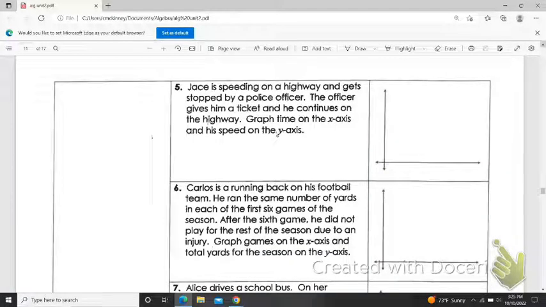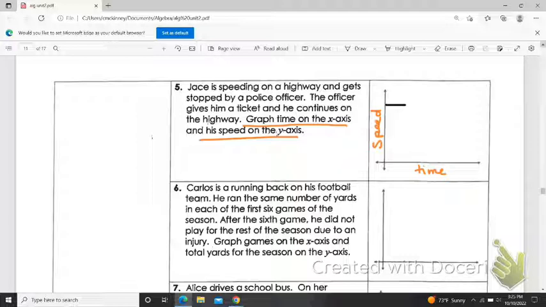Okay, at the top of the next page, I'm going to start with this, and then I'll go back and read the scenario. So time is across my x-axis again, and Jace's speed, how fast he's going. He's speeding on the highway. He's zooming right along, his speed's way up here. He's going along the highway.